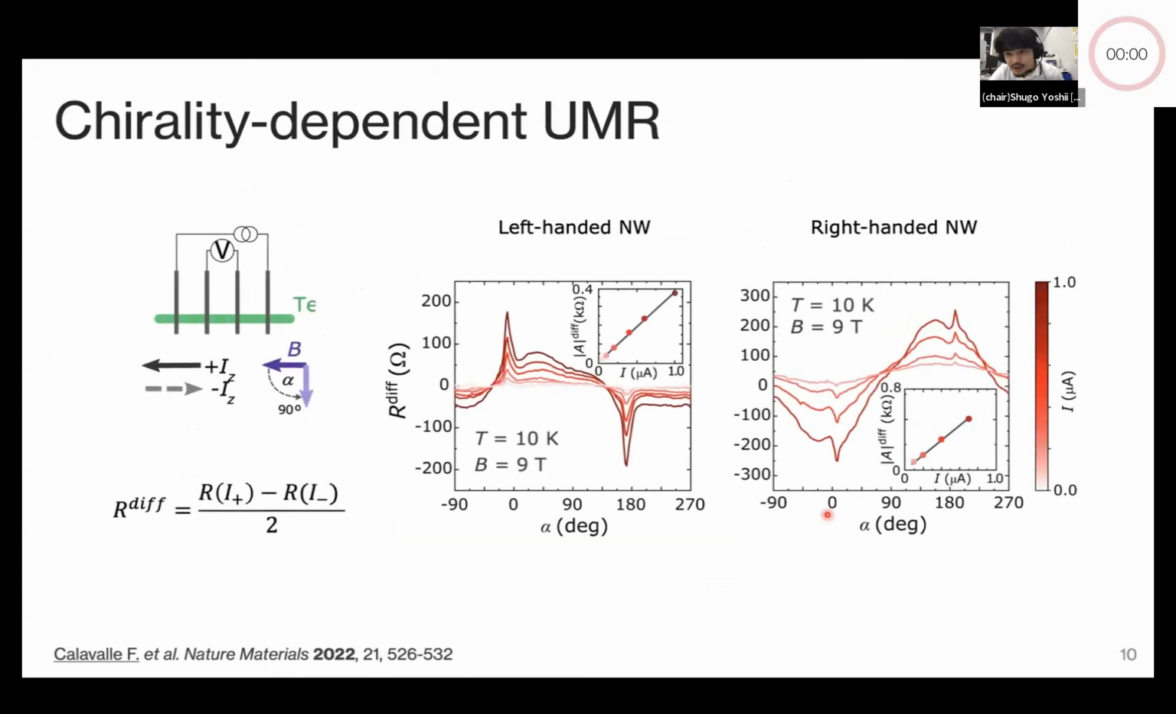I have a question about the shape of the angular dependence. Is there sample dependence of this angular dependence? Yes, this is actually a question that I almost always receive, but I don't have the time to go into this detail.